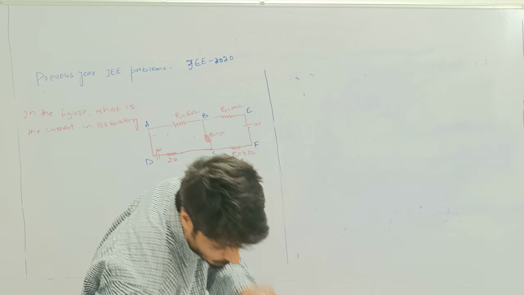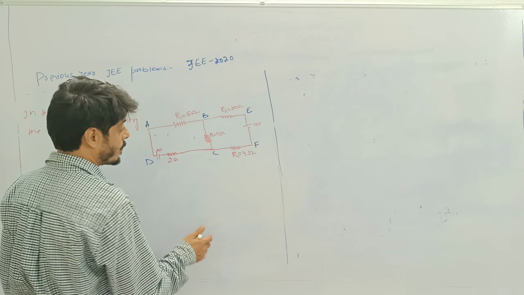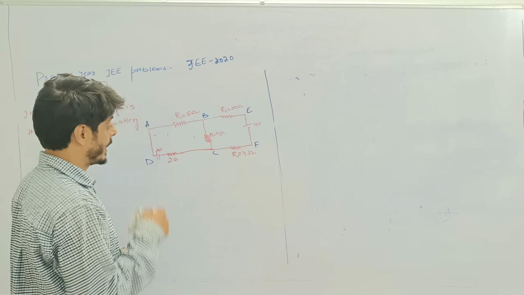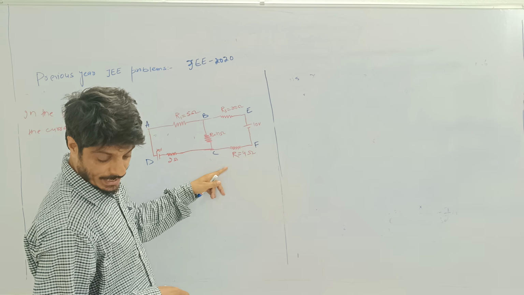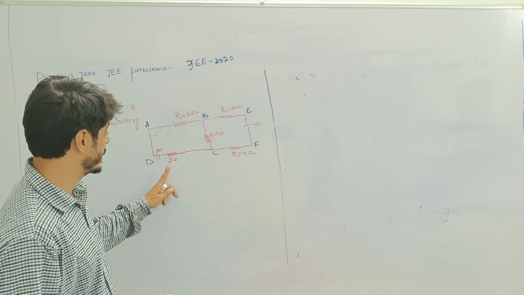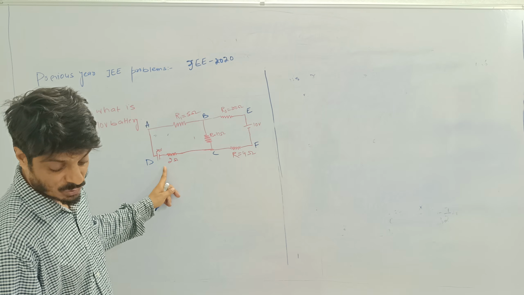So it is 10 volt, 4 ohm, 2 ohm. This is 4 ohm, this is 2 ohm. That is 4 ohm, 10 ohm, 4 ohm, 10 ohm. This is 5 ohm, 5 ohm, 2 ohm, and this is a 20 volt battery.